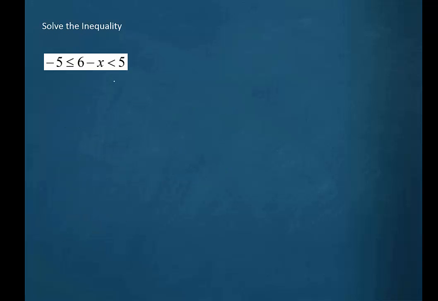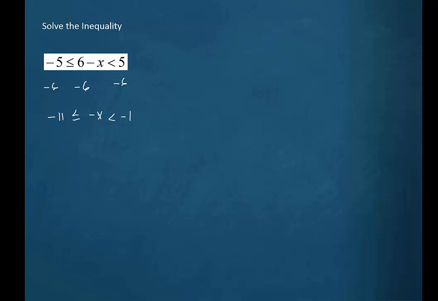Here again we have a linear inequality, and this one is a compound inequality because it's like having a sort of a three-sided inequality here. And the idea is going to be to get x by itself in the middle, and we have to remember that anything we do in the middle we have to do to all 3 places. So we might start by getting the 6 out of the middle by subtracting it from all 3 places here. So we'll have minus 11 less than or equal to minus x less than minus 1.